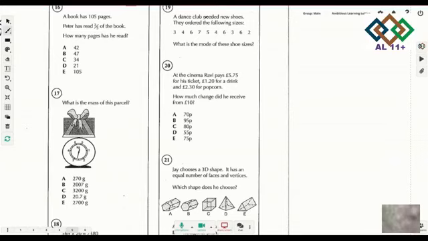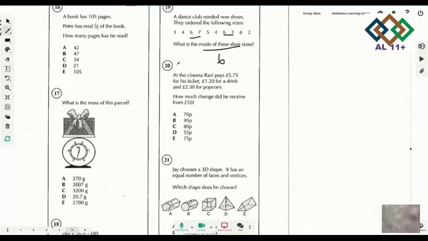Number 19 is, a dance club needed new shoes. They ordered the following sizes: 3, 4, 6, 7, 5, 4, 6, 3, 2. What's the mode, the common mode? Mode is the most common one. This is easy for number 19. The answer for number 19 would be 6. 6 is the most common. If you look at this, I can see 6 is the one which has been used more times.